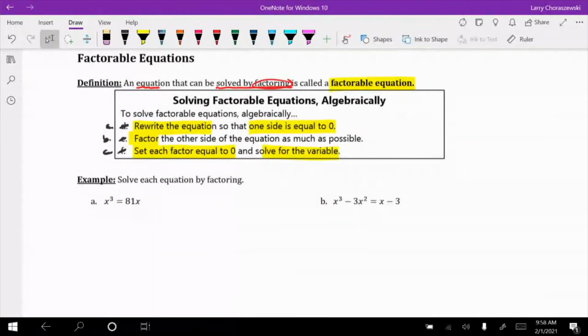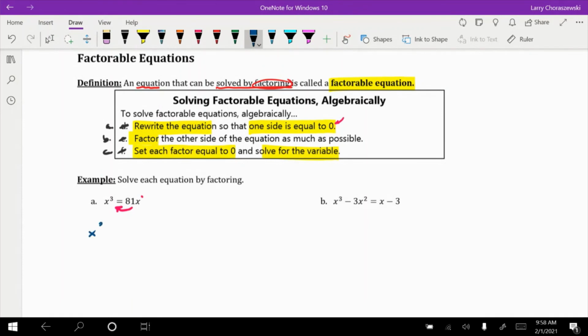Let's start with example part A. We have x cubed equals 81x. Now, according to step A, we want to rewrite the equation so that one side is 0. The side that I usually set to 0 is the one that has the smaller power of x. So we have x cubed on the left and then x to the first on the right. I usually will take that term with the smaller power over to the other side.